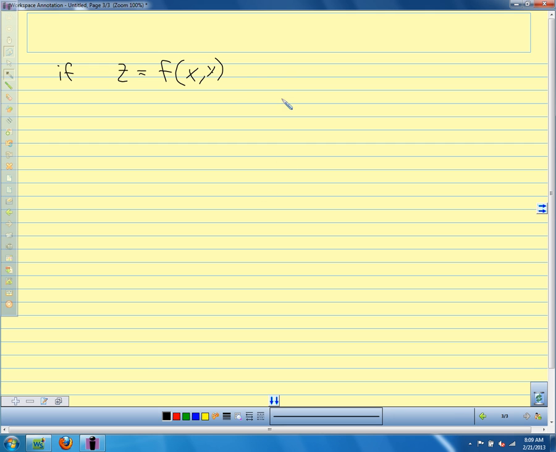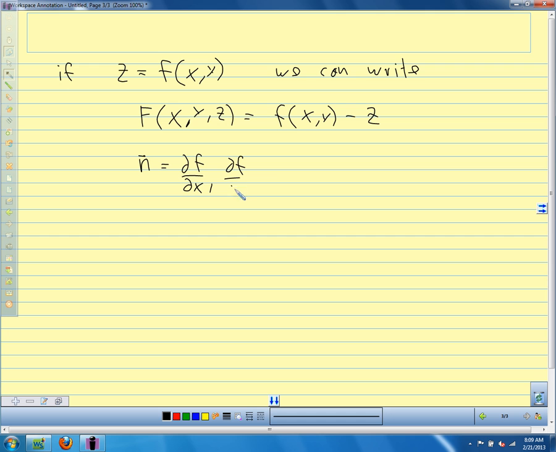We can rewrite this: capital F of x y z is f of x y minus z, and our normal vector is going to be df dx, df dy, negative 1. So our normal vector is going to be given by this vector.